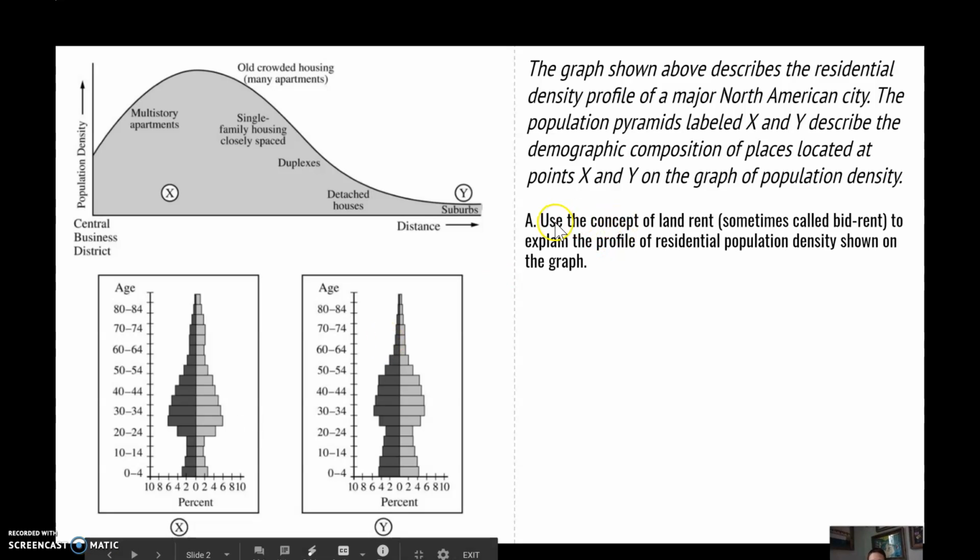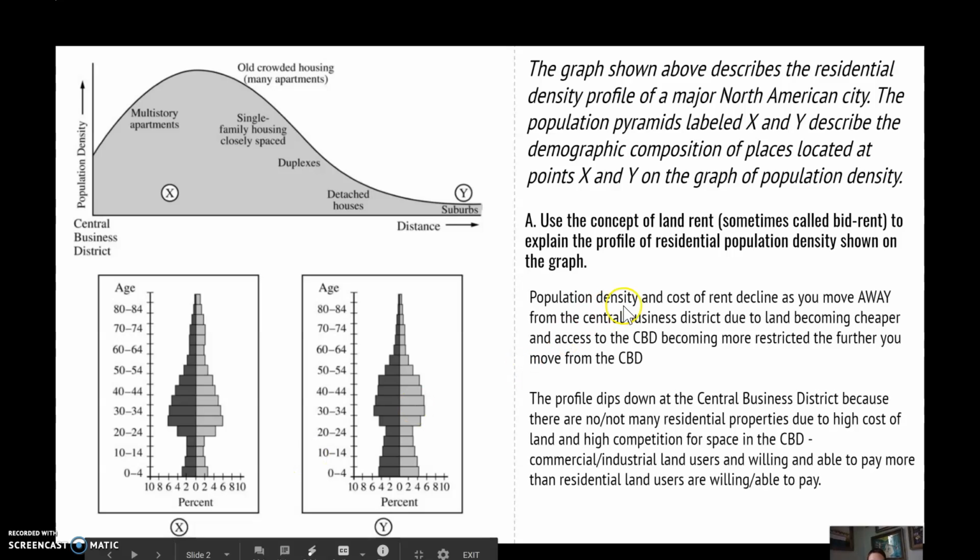All right, so question A is, use the concept of land rent, sometimes called bid rent, to explain the profile of residential population density shown on the graph. So what the heck does that mean? Well, population density and cost of rent decline as you move away from the central business district.